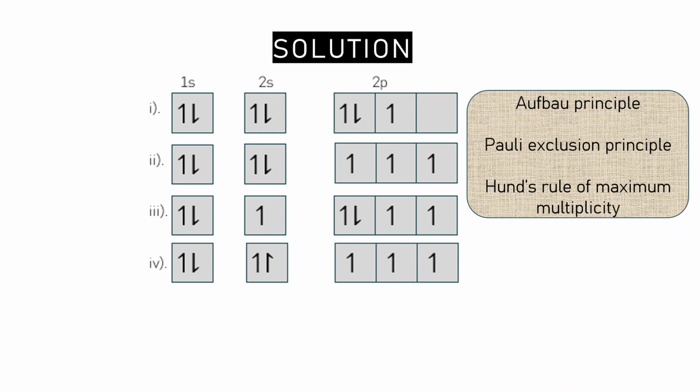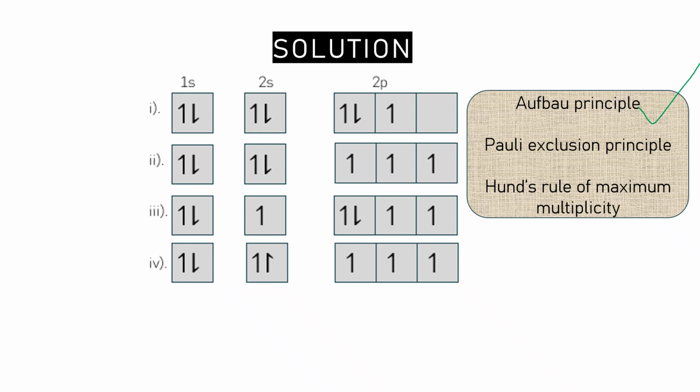So for I, let's determine whether it obeys the Aufbau principle. You can see that 2s is not filled before 1s. 1s is filled fully before 2s is filled, and that's the case for 2p2. So 2s is filled fully before 2p. The Aufbau rule is followed.